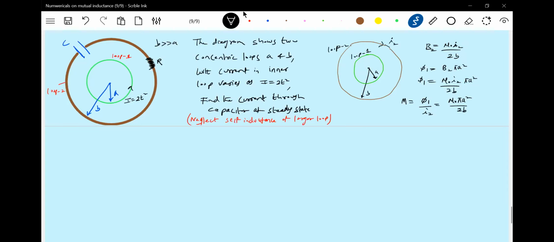So the EMF induced. Okay, now we got mutual inductance. So can we calculate EMF induced in the outer loop? Do we know mutual inductance? It is mu naught pi a square by 2b, times di1 by dt. So what is I1? So di1 by dt should be equal to 4t.